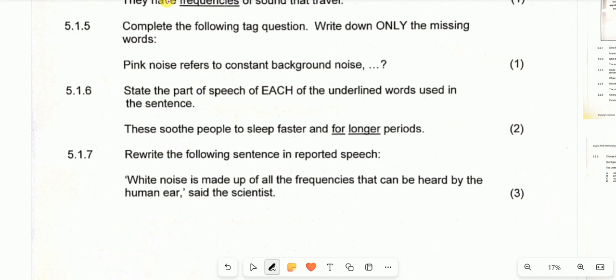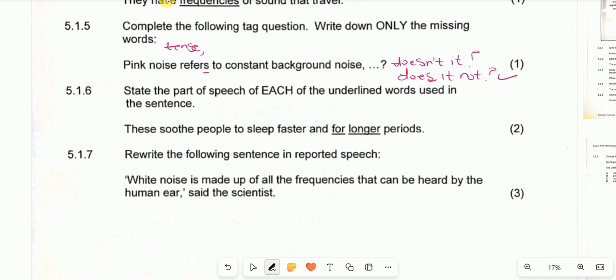Pink noise refers to constant background noise. Complete the following. Write down only the missing words. So we do not have any words that we can use. What you need to check is the tense; I have shown you in the prediction video. Please revisit that one before you revise with this one. Pink noise refers to constant background noise. So if it says "refers," this is a simple present tense. So it means that we are going to use the word "doesn't it?" or you can say "does it not?" to formulate it into a negative. Does it not? Then you collect your mark.